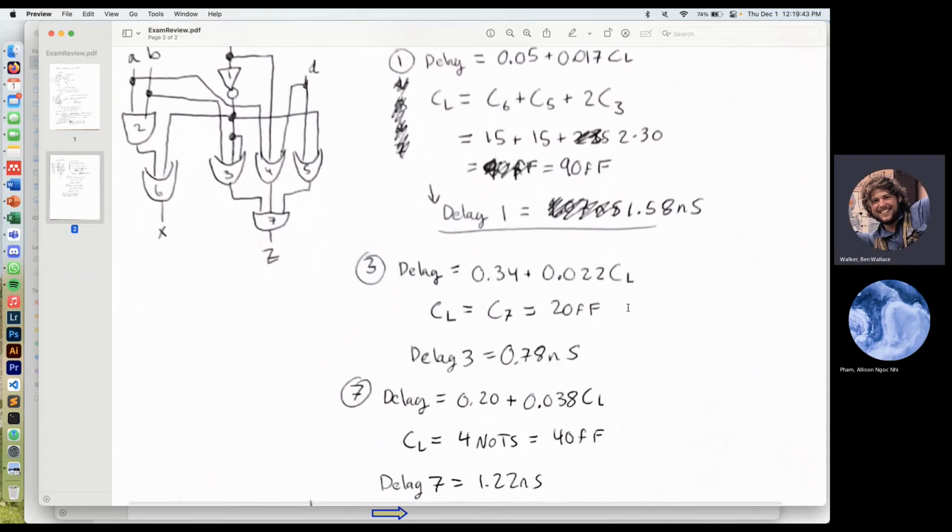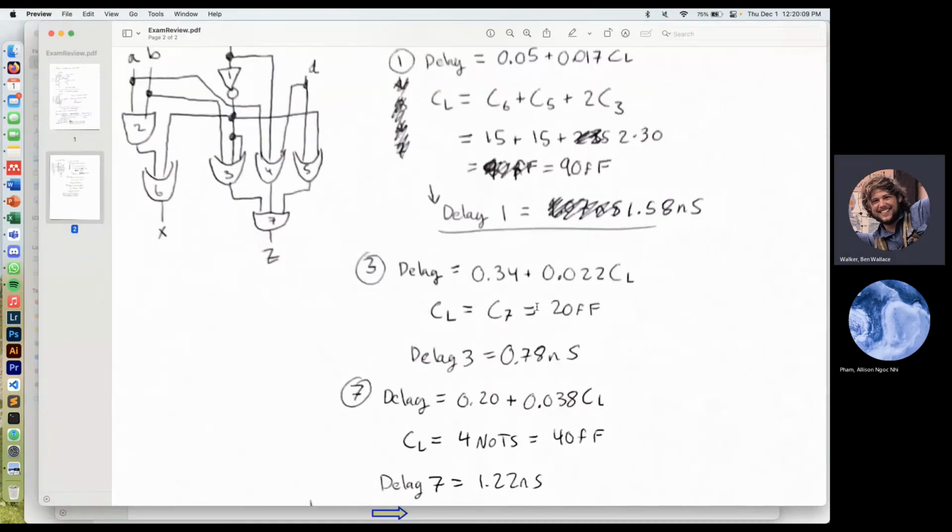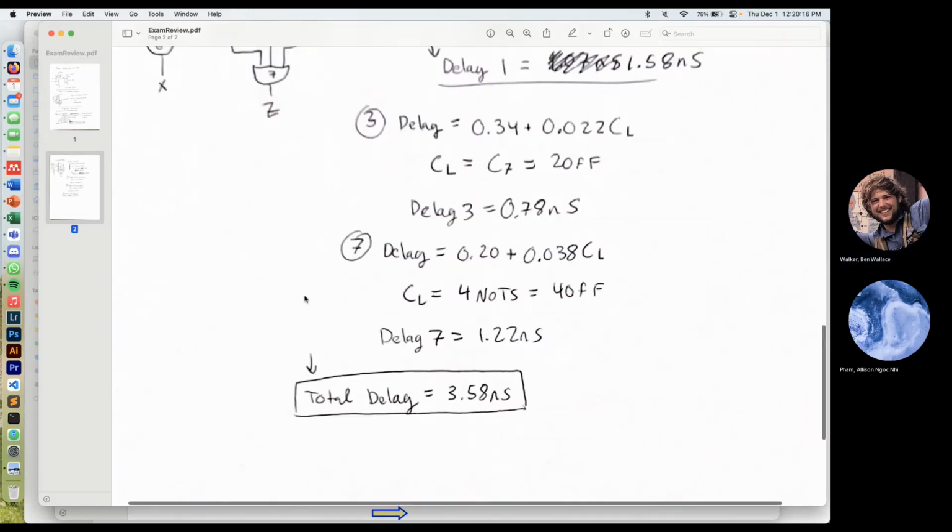The same thing is true for the second gate. The second gate in the 1 to 3 to 7 path is gate 3. Fortunately, it only has one output load. The capacitance of this 3 input AND is 20 femtofarads. We use the equation from here: 0.34 plus 0.22 CL. We take the 20, multiply it by 0.22, add it to the 0.34, and find 0.78 nanoseconds for gate 3.